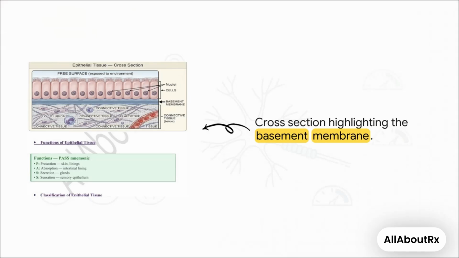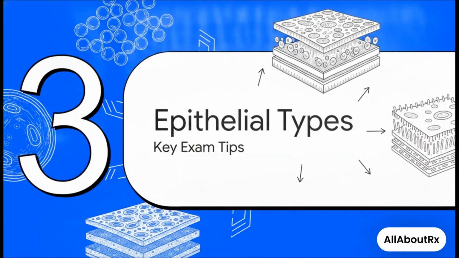Now, because these epithelial cells are packed so tightly together at the surface, they actually need a solid foundation to sit on. Enter the basement membrane. This is the distinct physical divider where the epithelial cells securely anchor themselves to that vascular connective tissue positioned just below. It's literally the glue holding the boundary layer in place. Let's move on to Section 3, epithelial types.